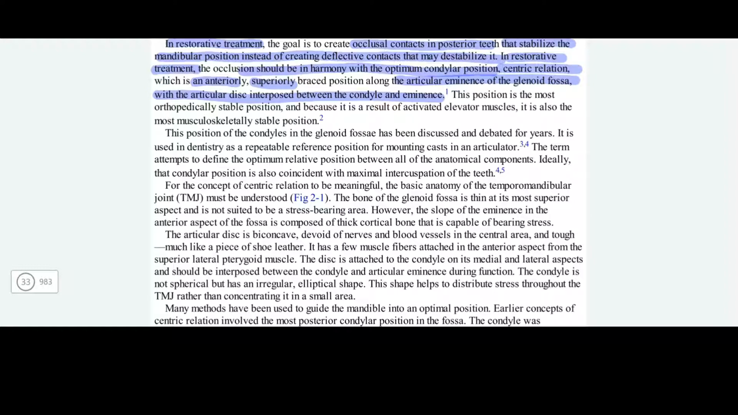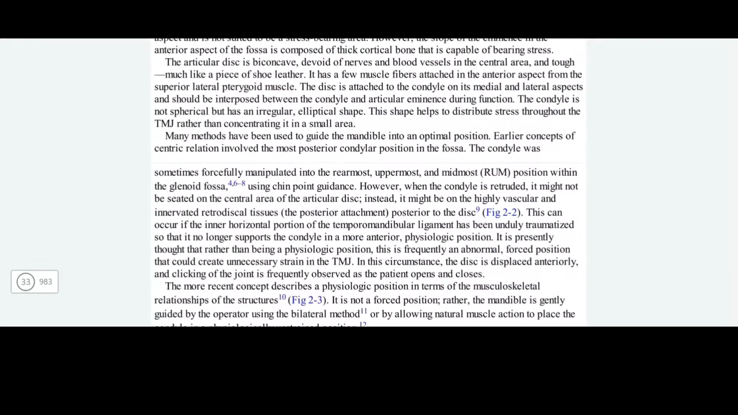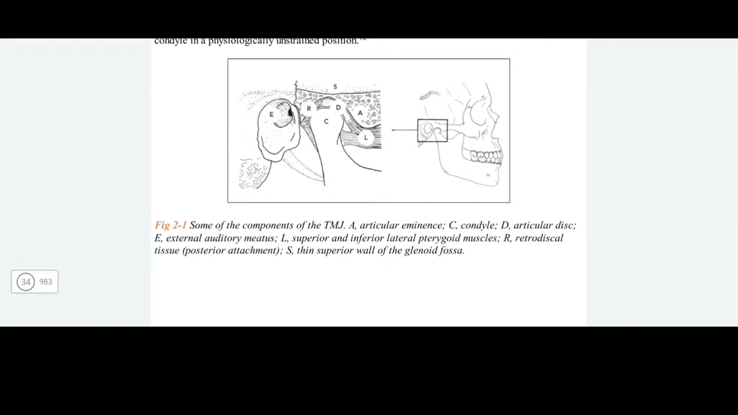That is a lot of words in these sentences, a lot of terminology. How do we explain centric relation? Let's explain that in this image.